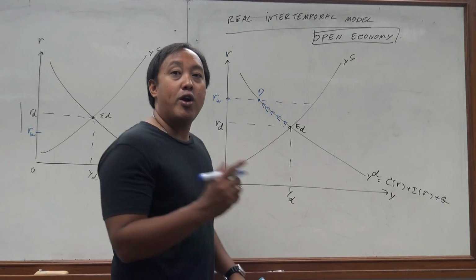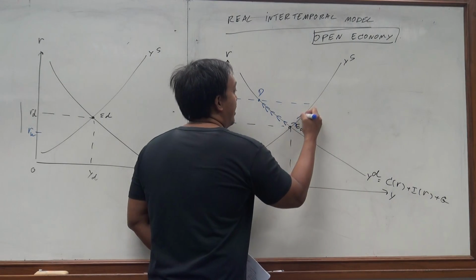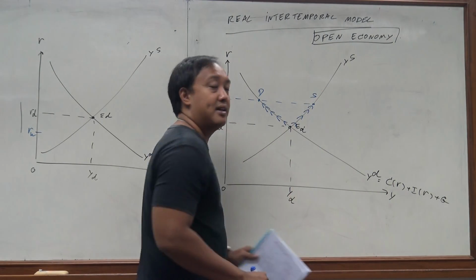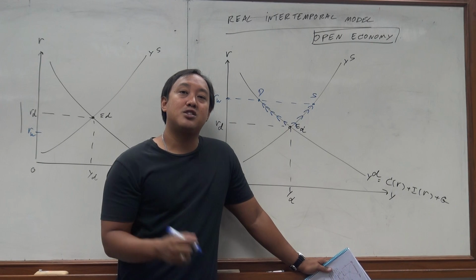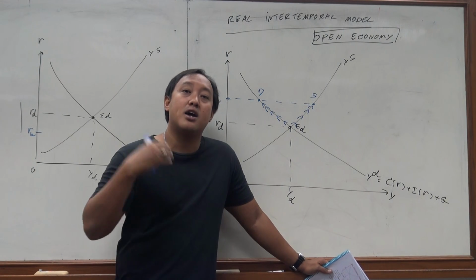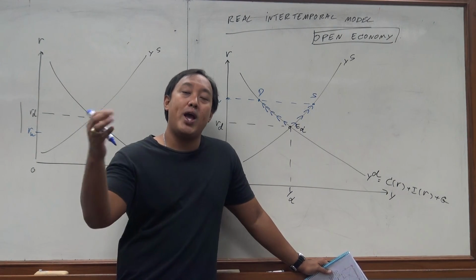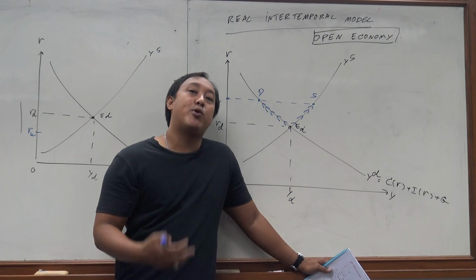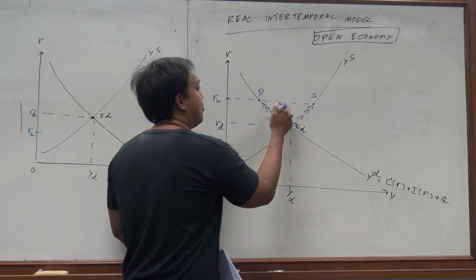On the other hand, when the real interest rate is higher, supply goes to the right. This is supply. Supply goes to the right because when the real interest rate is higher, people want to work more. When people work more, we have more labor in the economy and then we can produce more. And then you have the gap over here.